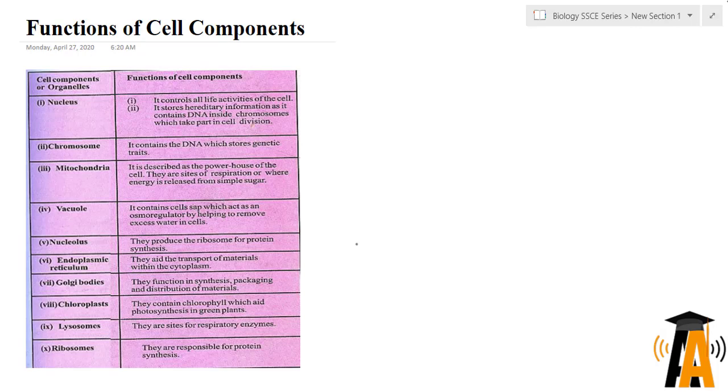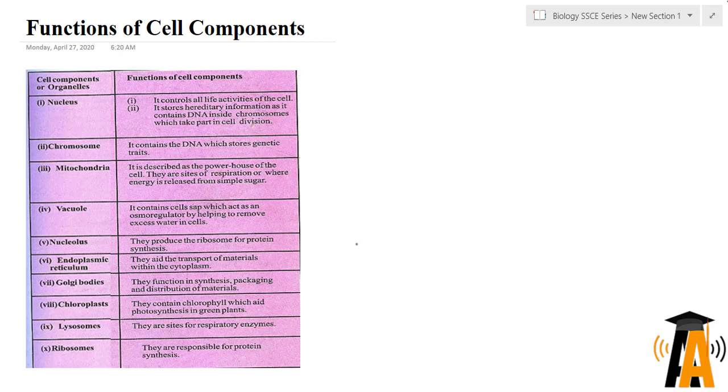Now we look at the functions of cell components. We've highlighted some of the organelles, the components found there. We've highlighted some of the similarities and differences in the previous slide. So here we'll be looking at some of the functions of these organelles. What are their functions? What do they do? That's what we'll be looking at in this section, and this will be the last we look at in this lesson for today.